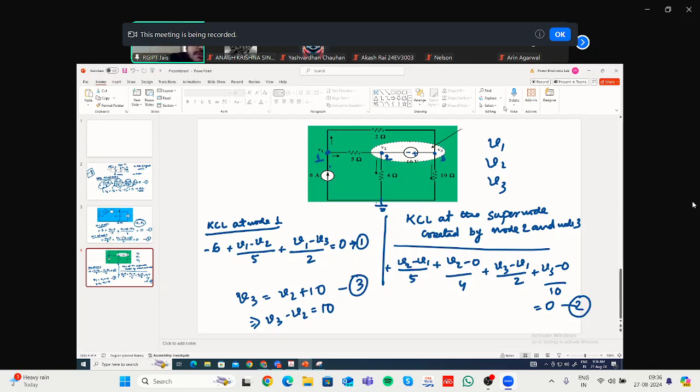So this is a very important concept for solving this kind of equation. This type of circuit you will face everywhere. Later, whatever circuits you try to solve, this concept will be needed.